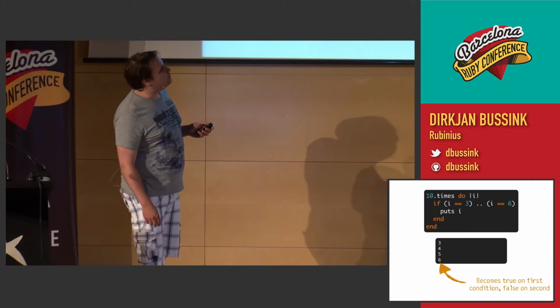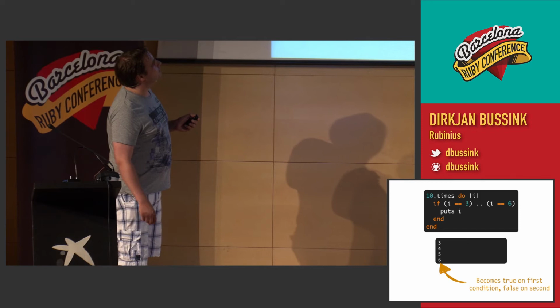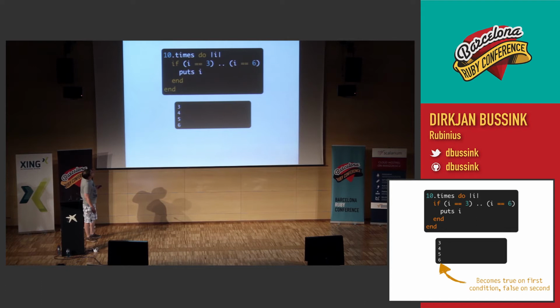So basically, if you run this, you end up with this. The first time 3 is true, it runs it. So then it's 4, 5, and 6. And because after 6 this evaluates true, the whole condition becomes false. So you think here, it's a double dot. You can actually put a triple dot in here.